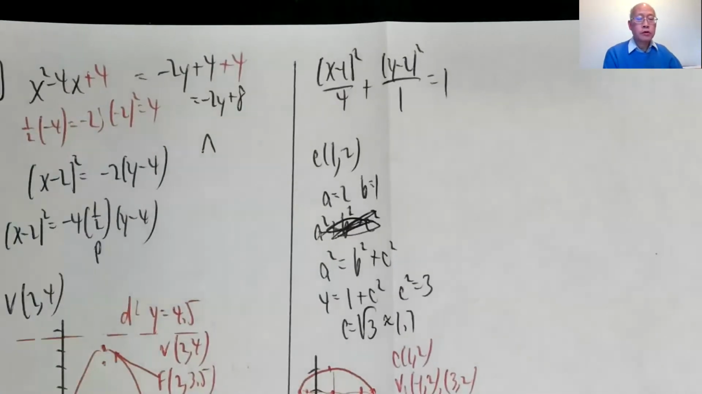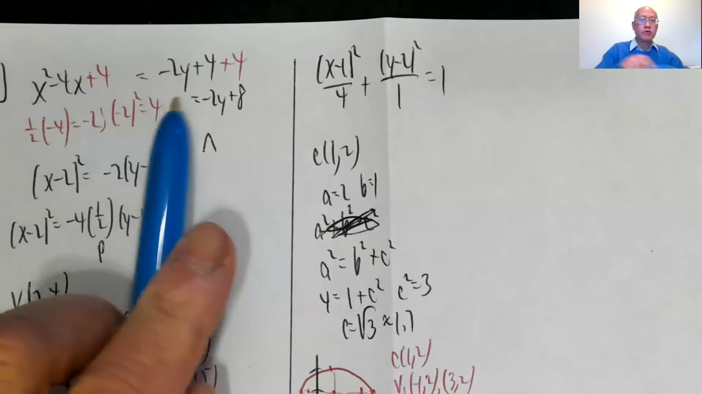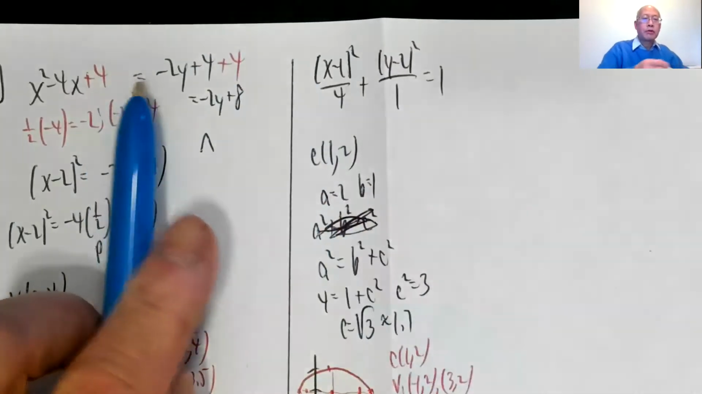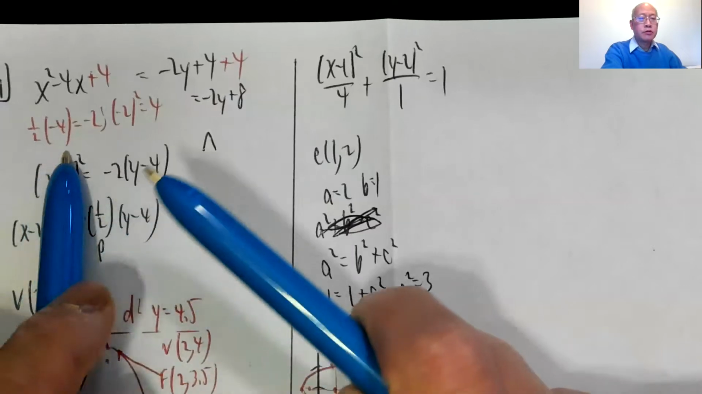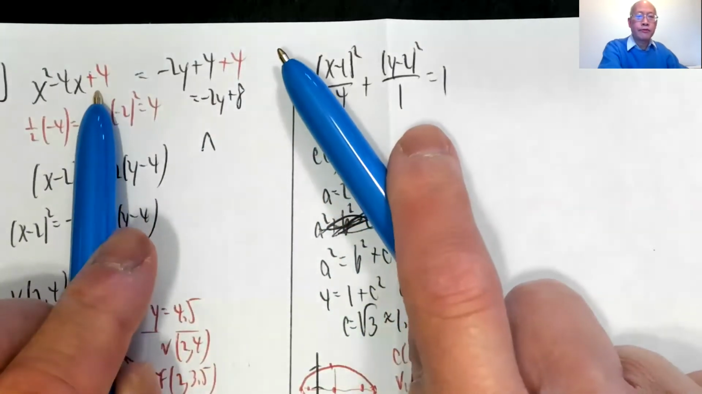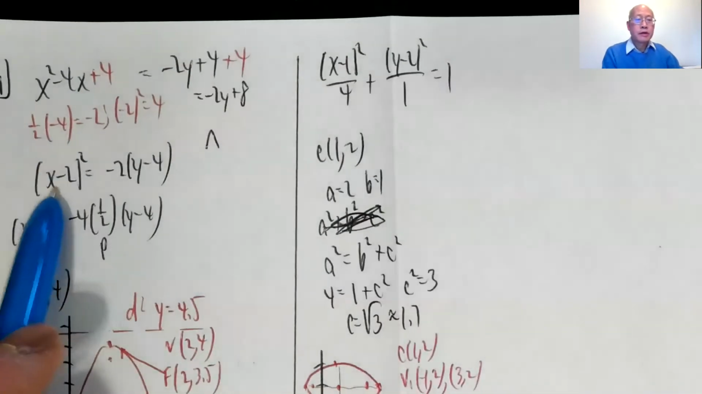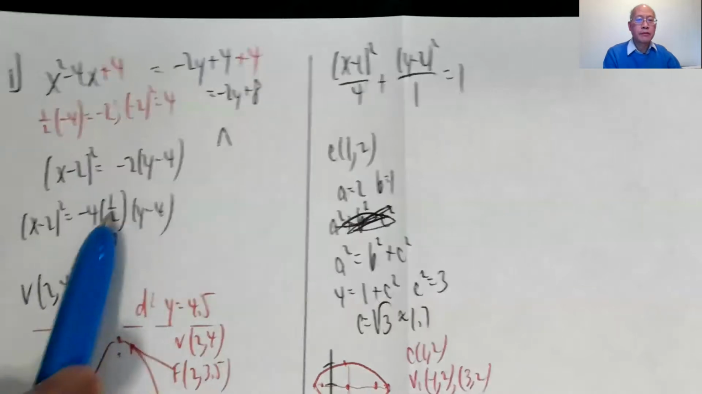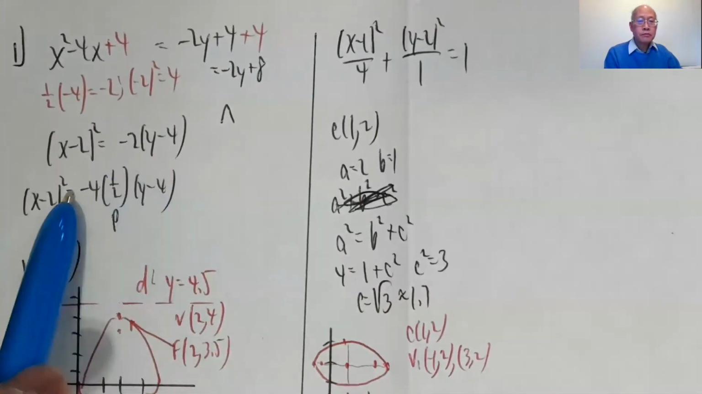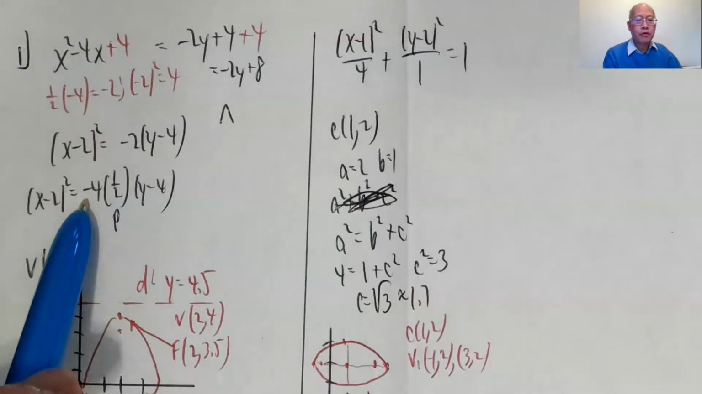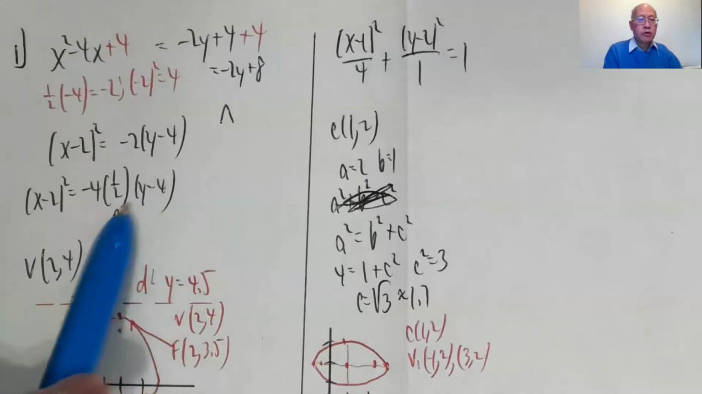Number 1, move over the 2y and the 4. So x squared minus 4x equals negative 2y plus 4. Add 4 to both sides, which is what I get from completing the square. Half of negative 4 is negative 2. Negative 2 squared is 4. Add 4, add 4. So this gives me (x minus 2) squared is negative 2y plus 8. Factor out the negative 2, y minus 4. (x minus 2) squared equals negative 4p (y minus 4).